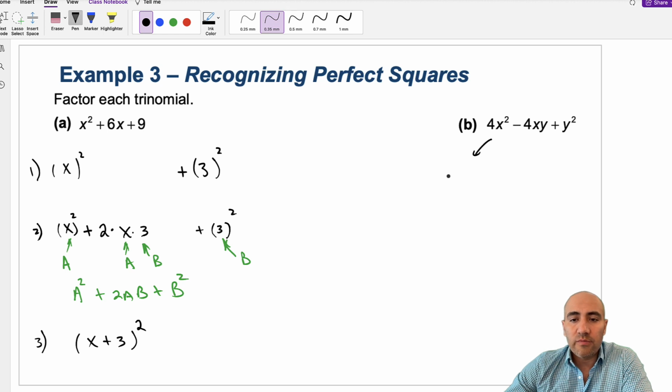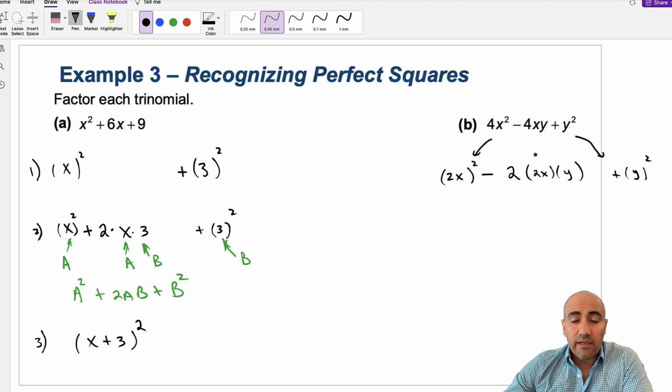So the first term is going to be (2x) squared. I'm going to write it as something squared. The last term, well, plus (y) squared. And then I ask myself, is it true? Okay, I put a subtraction there because there's a subtraction there. Is it true that this term is twice the two things that I'm squaring? Like that. Is that true?